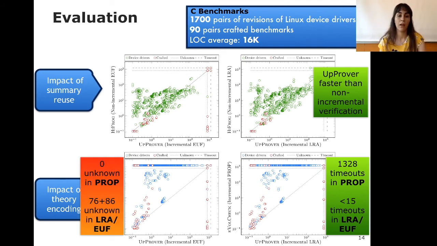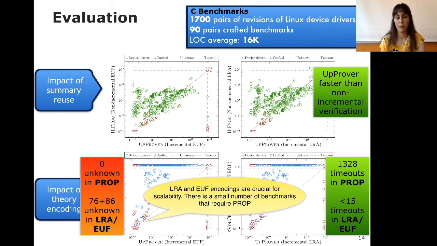But here again, I highlight that due to the use of lightweight LRA and EUF encoding, we ended up in some situations where the result was SAT, the ones I'm pointing at in these vertical lines. So these results refer to the benchmarks where the result is SAT. We don't know if it's a real error or if it's spurious. Therefore, we have to check with some more precise theories.